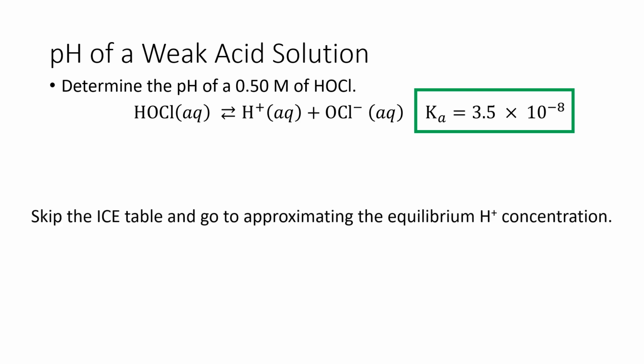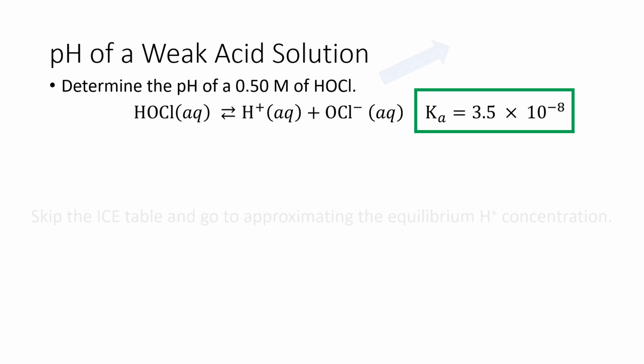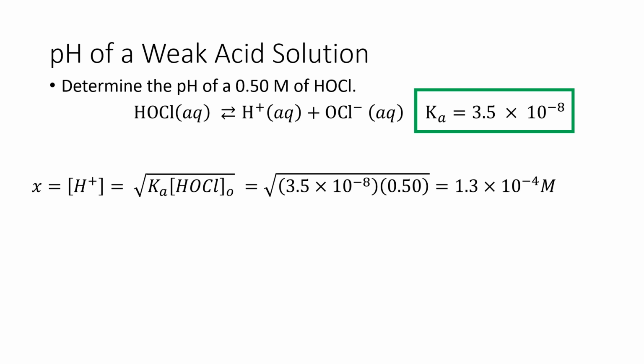Therefore, I'll skip the ice table and go to approximating the equilibrium H+ concentration. I have explained the ice table and approximation in earlier videos, which you can see here. So let's jump to the approximation. We can approximate that the concentration of H+ is the square root of the Ka times the initial concentration of the hypochlorous acid. This is 1.3 times 10 raised to the minus 4 molar.